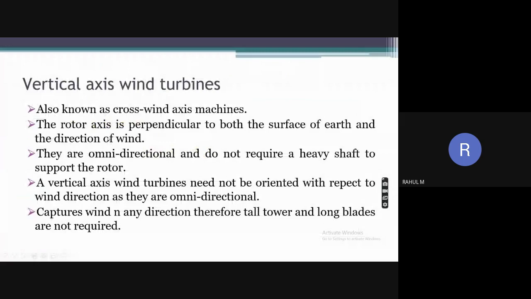Right. Now we'll move on to the next topic, which is one of the interesting topics in this module, which is your vertical axis wind turbine.